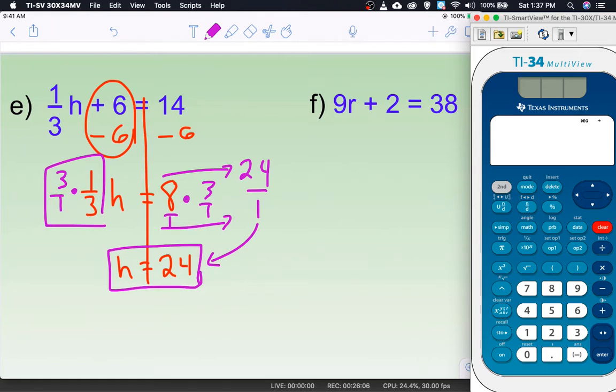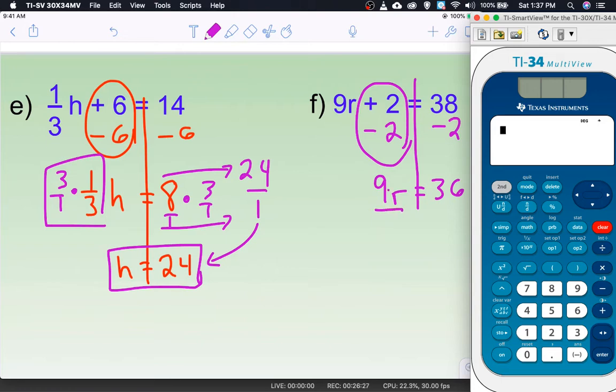Letter F. Let's see, there's no parentheses, there's no combining like terms. We would start by subtracting 2 on both sides to cancel out this plus 2. We now have 9r equals 36. In order to get rid of the multiply by 9, we're going to divide by 9 on both sides, and r equals 4.